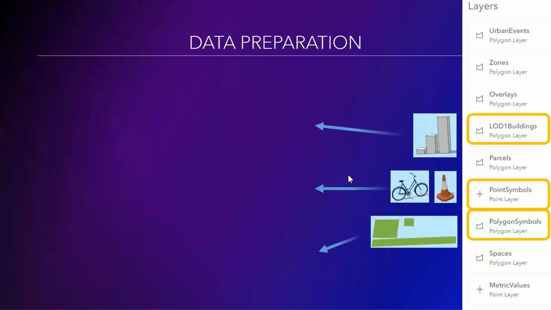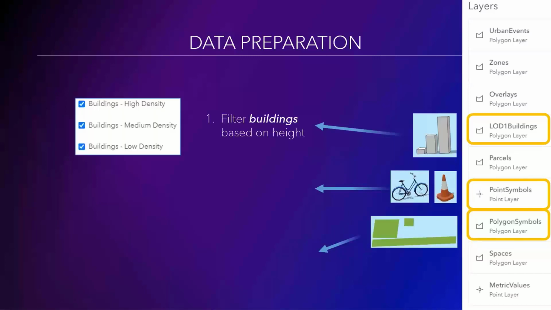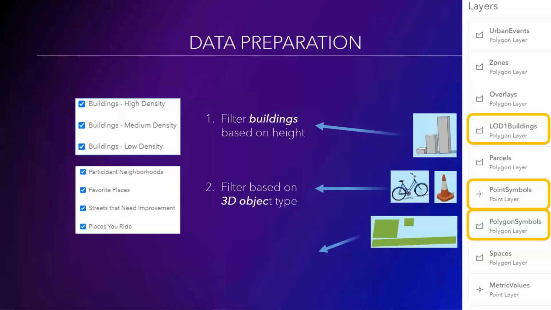First, we need to filter our 3D buildings based on their heights, creating separate low, medium, and high density building layers. This way we can visualize the different building heights in our analysis results. Second, we need to filter our 3D objects. We do this by an attribute indicating what the 3D symbol is. This gives us separate layers for each object.